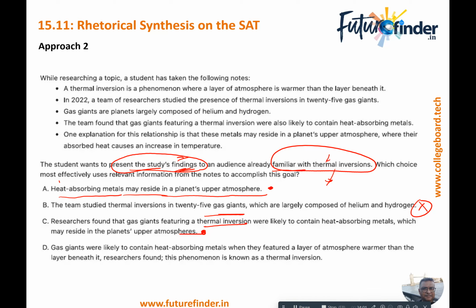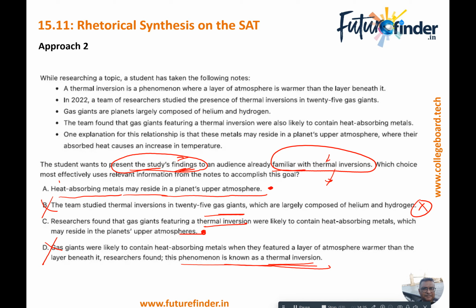So gas giants are likely to contain heat absorbing materials when they feature a layer of atmosphere warmer than the layer, researchers found. This phenomenon, okay, fine. So this defines what is thermal inversion. So D is ruled out. B is definitely ruled out. So we are looking at A and C. There is no way that I can find out whether A is correct or C is correct, right?